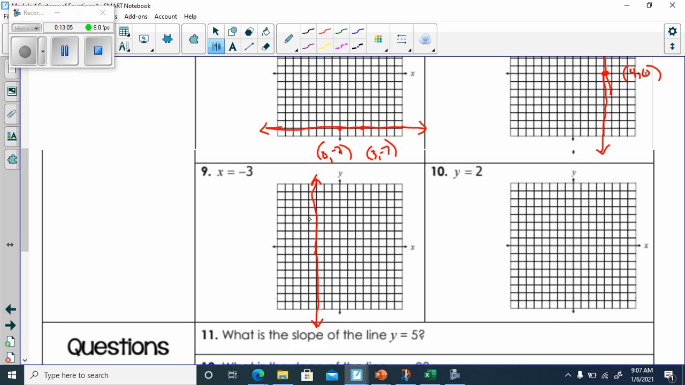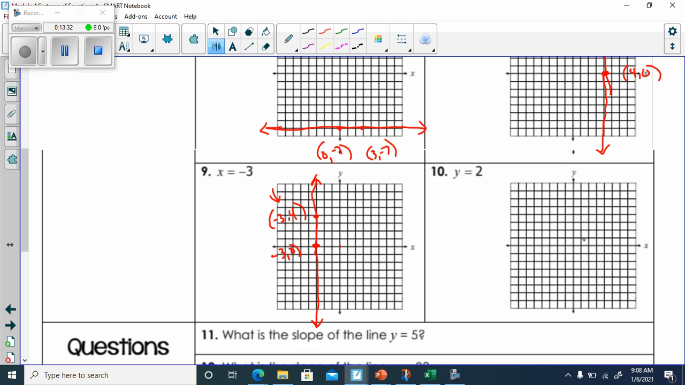Now, is this correct? Choose 2 points and let's see. Choose any 2 points on the line. Okay, here's my origin. I go back 1, 2, 3. So that's negative 3, 0. Choose another point. How about that one? That would be negative 1, 2, 3, 1, 2, 3, 4. Negative 3, 4. In both cases, my x is equal to negative 3.